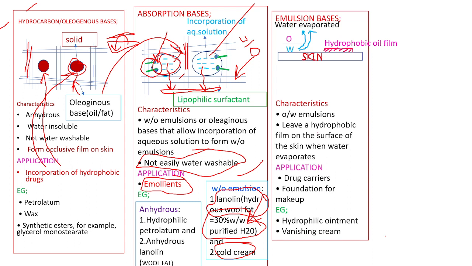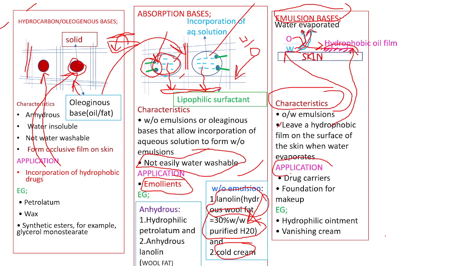Next are emulsion bases. This is an oil and water kind of emulsion. The water slowly gets evaporated. Once the water has evaporated, the oil will form a film on the skin. What are the characteristics of this? What kind of emulsion is it? It is an oil in water kind of emulsion. It will form a film on the surface of the skin by evaporating the water.